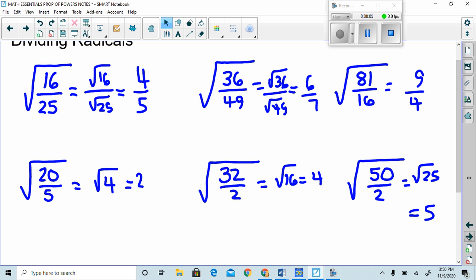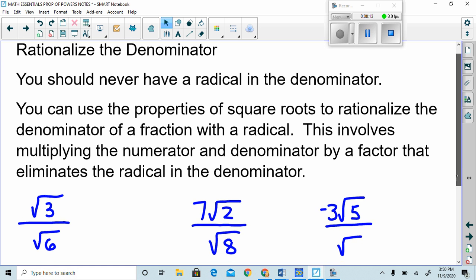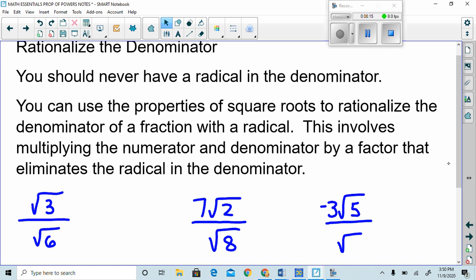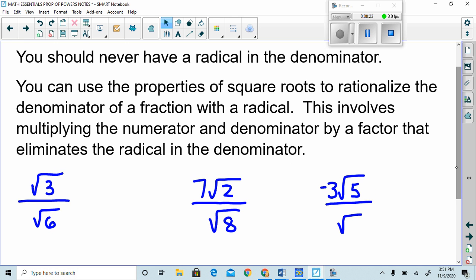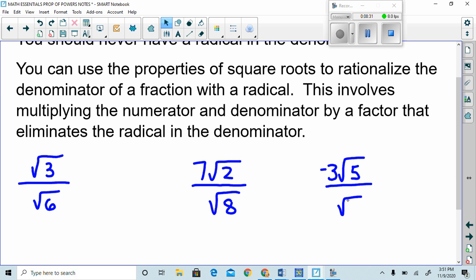The last thing for this review, we'll talk about rationalizing the denominator. And we would never want to leave a radical in the denominator. So we're going to use what we know about square roots, these properties, and we're going to take these and we're going to eliminate the radical in the denominator. So let's see what that looks like.